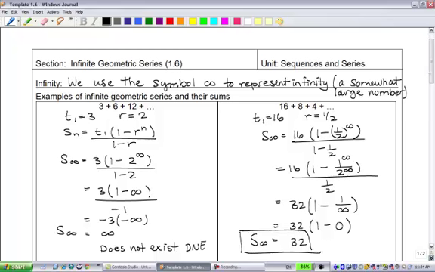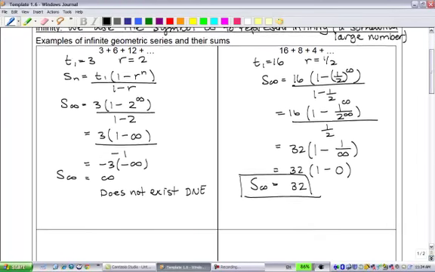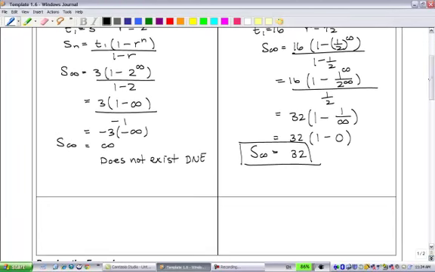So we have an infinitely long series. This series goes on forever. 16 plus 8 plus 4 plus 2 plus 1 plus 1/2 plus 1/4, etc. off to infinity, yet it only adds up to 32. Let's see why this happened.